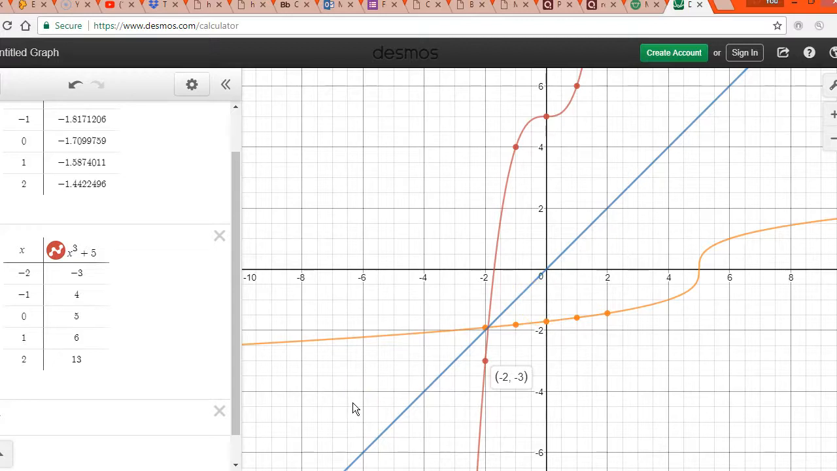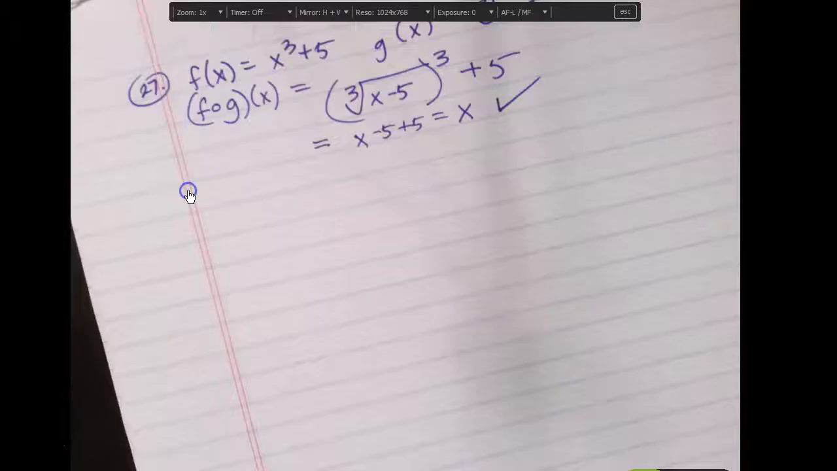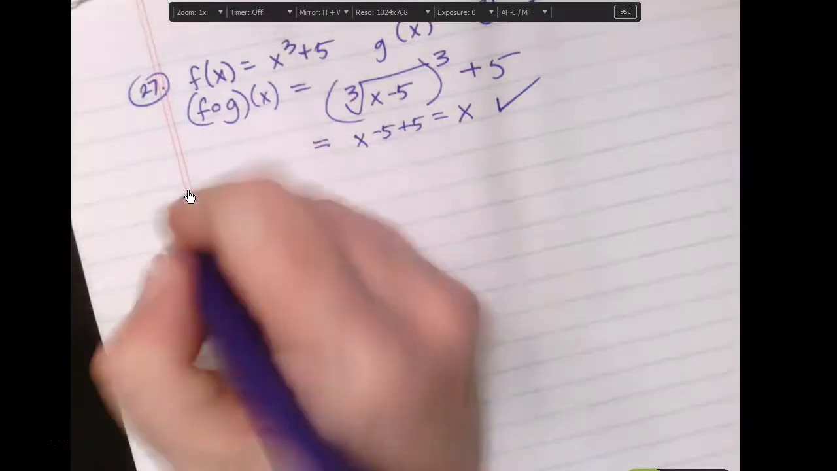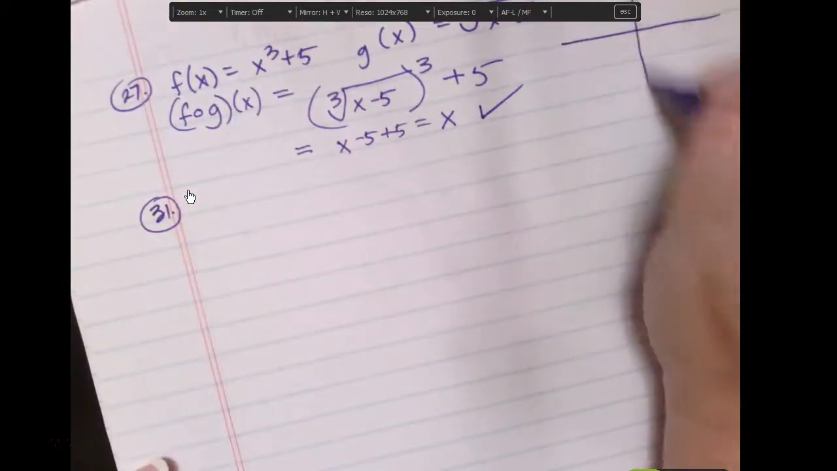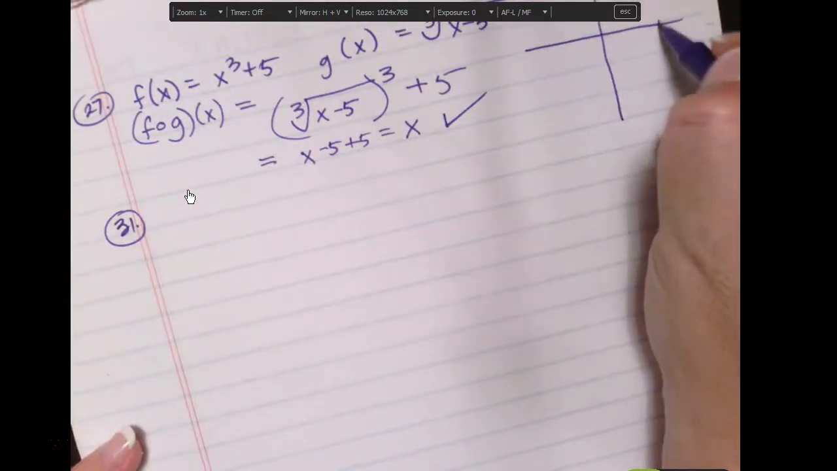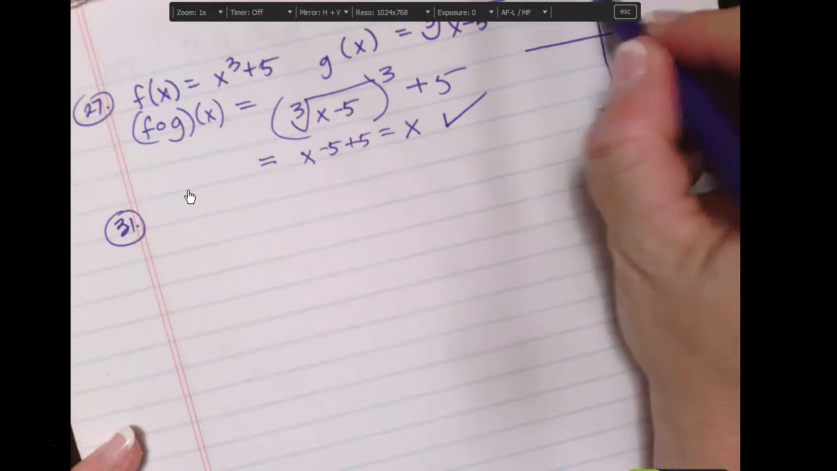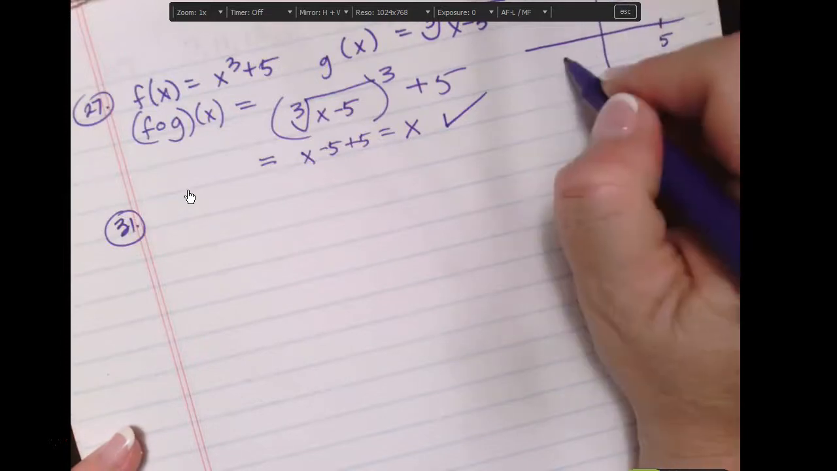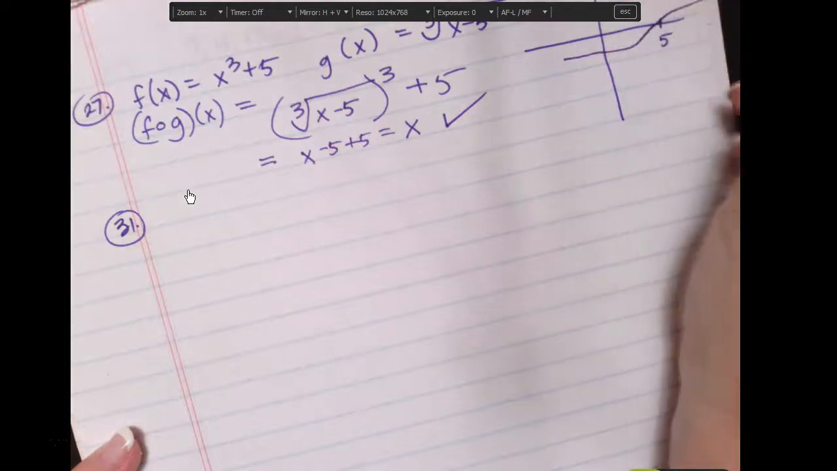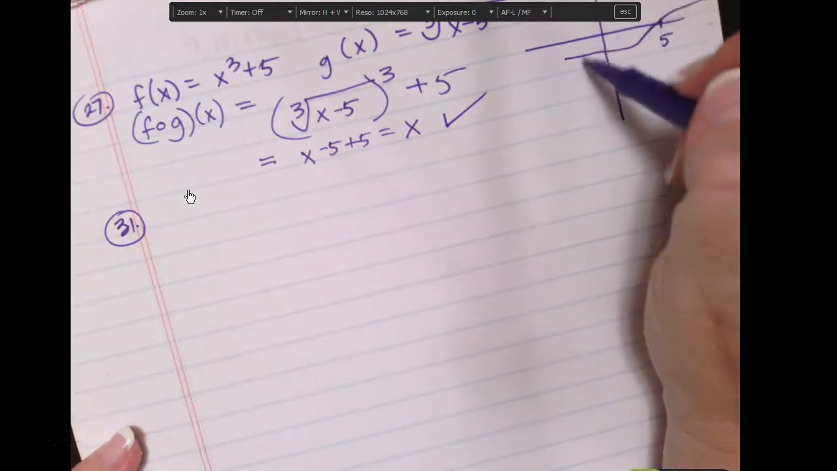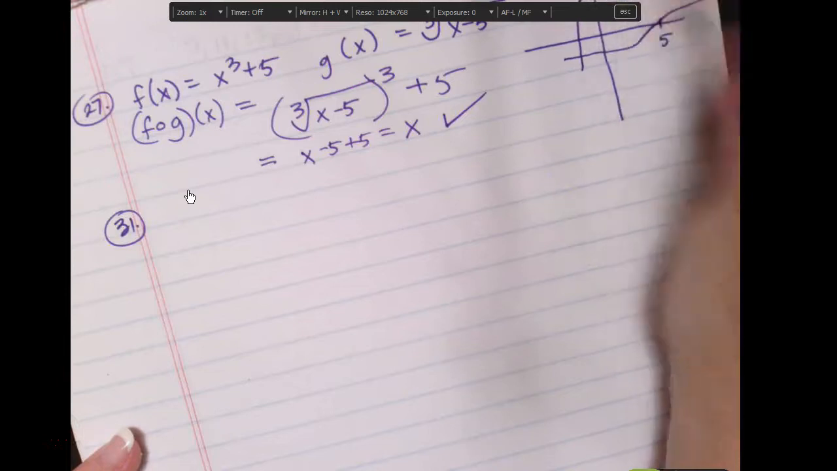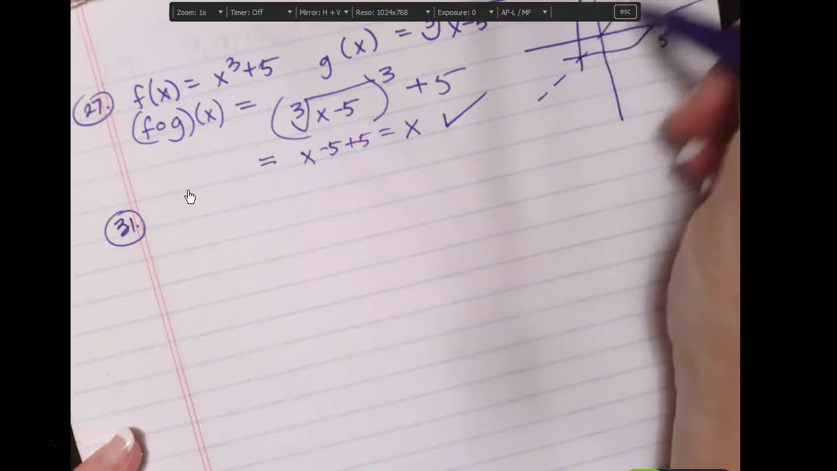If you have your calculator, feel free to look at the table and use that way. Alright, let's keep going. In number 31, same thing. Let's see, do we need to sketch the graphs? Let me go back. And so here was 5, and here is 5. So what I have is a sideways cubic and a regular cubic. And then I could sketch the line.